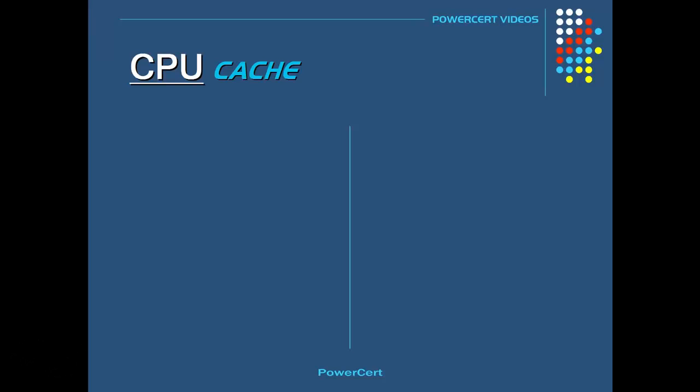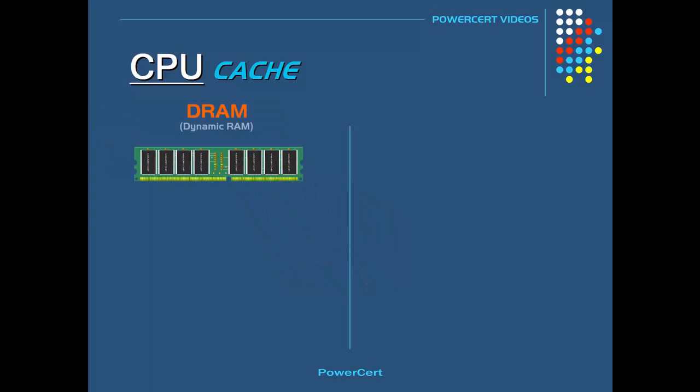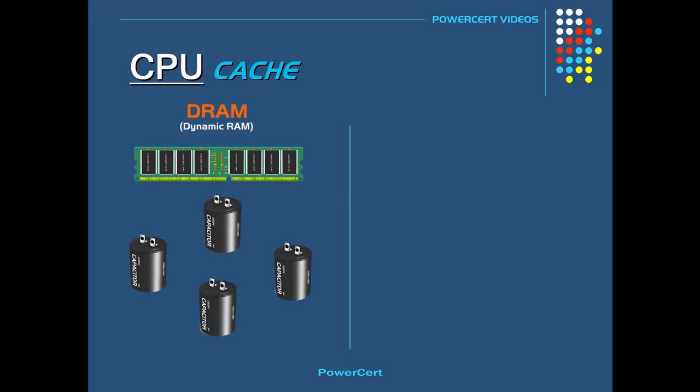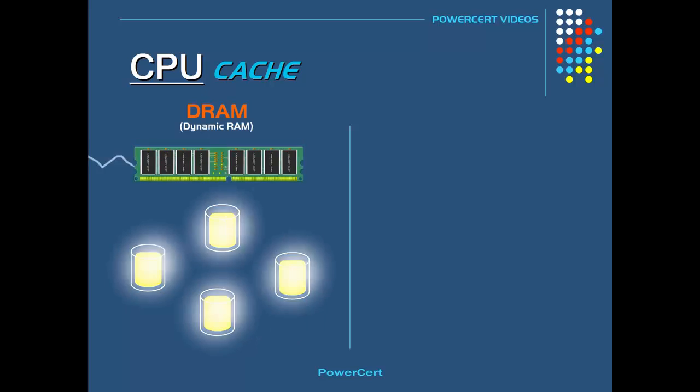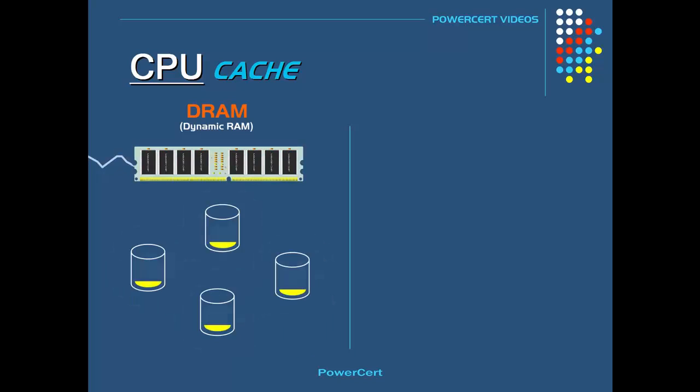What is CPU cache? Now, a computer has two different types of memory. One type is what is used in RAM modules, which is DRAM or dynamic RAM. And DRAM is memory that uses capacitors to store data. And these capacitors have to constantly and dynamically be refreshed often with electricity in order for them to store data.